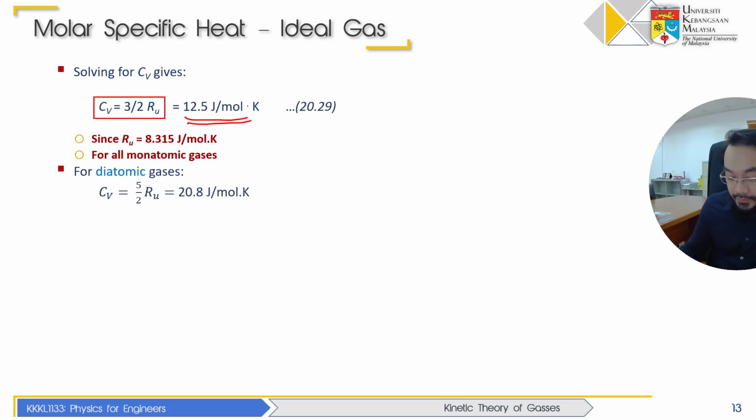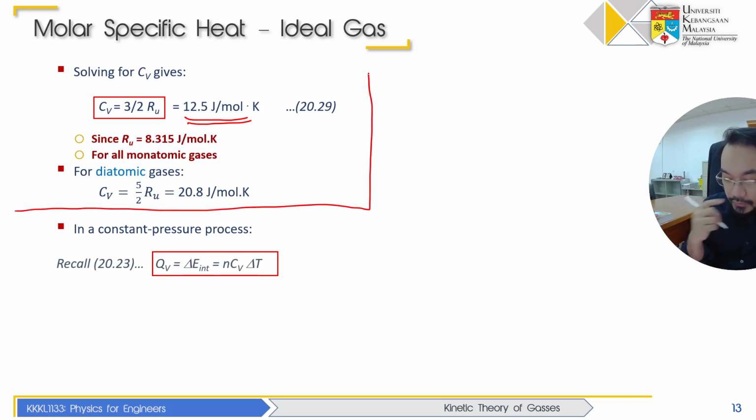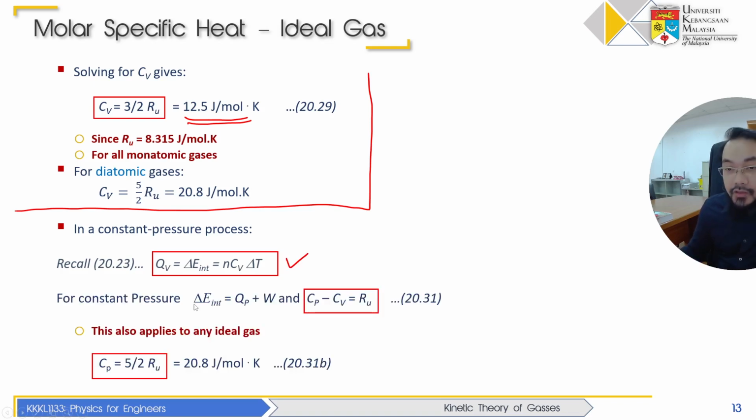For diatomic gases, C_V is 5/2 R_U because you add 2 more degrees of freedom. So that is for the constant volume process. For a constant pressure process, on the other hand, recall equation 20.23. For constant volume we have this one. For constant pressure, we know that there is a Q value and there is a W because the volume changes.